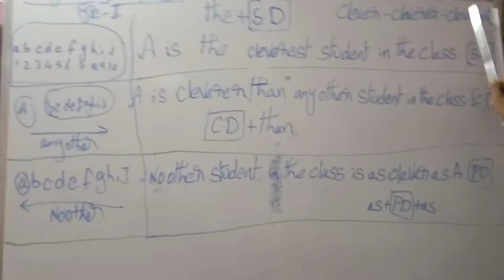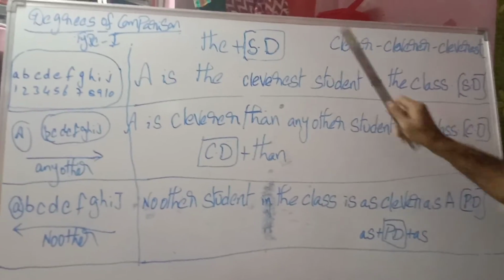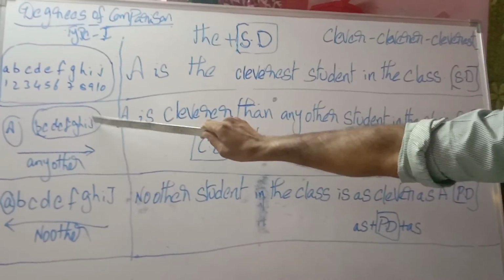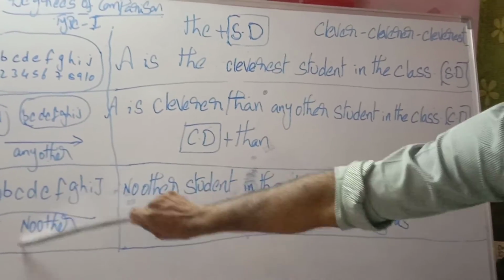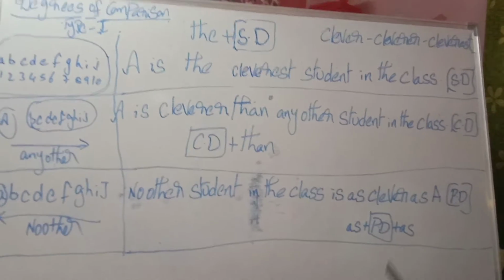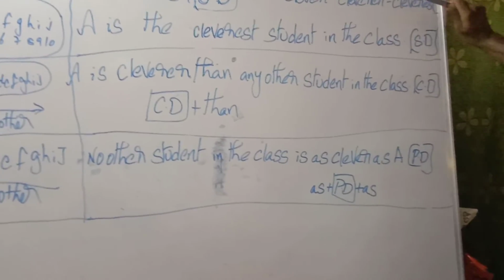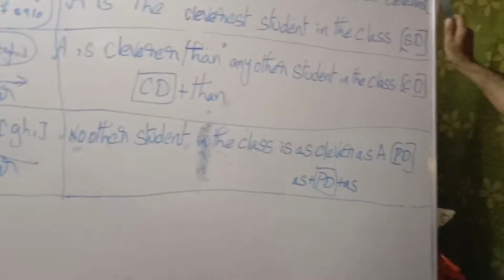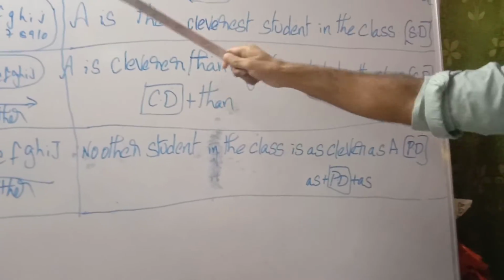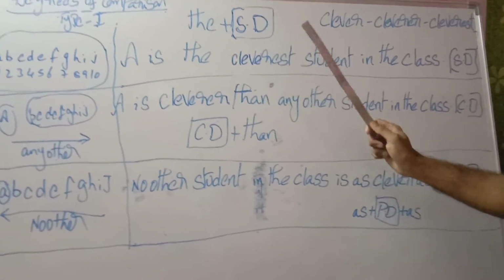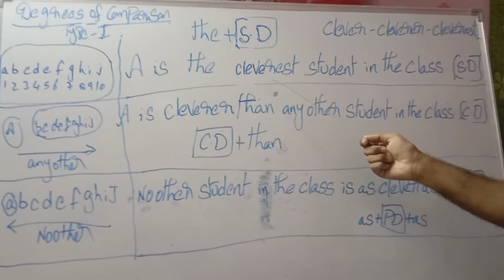Clever, cleverer, cleverest. A is the cleverest boy in the class. A is cleverer than any other student in the class. No other student in the class is as clever as A. I hope all of you understood Type 1. If you understand this, then it will be very easy. You can practice a number of things. Just the name changes. In place of the name, it will change. In place of these, the degrees of comparison will change.